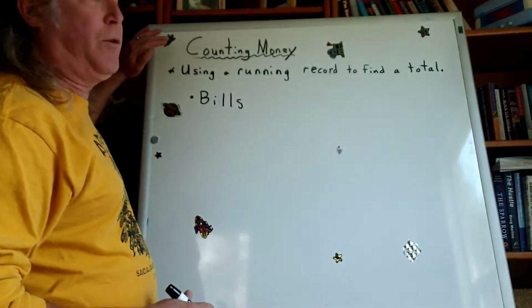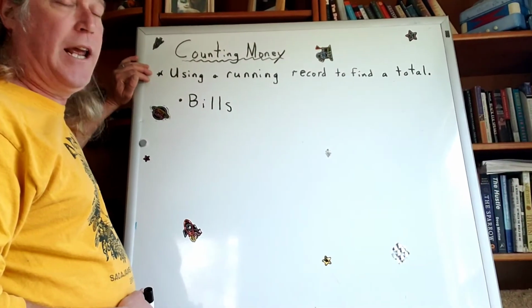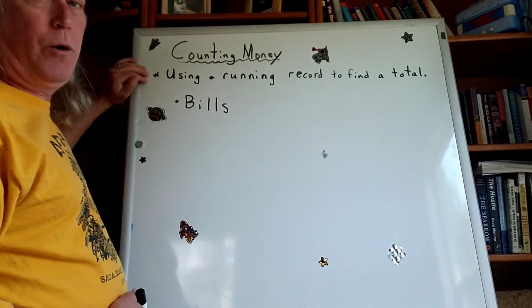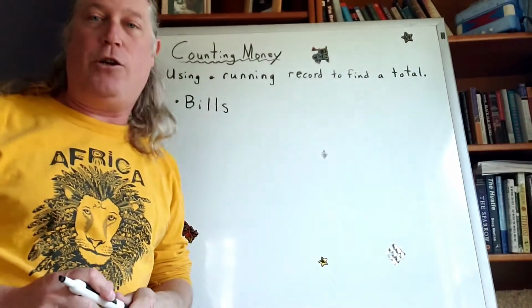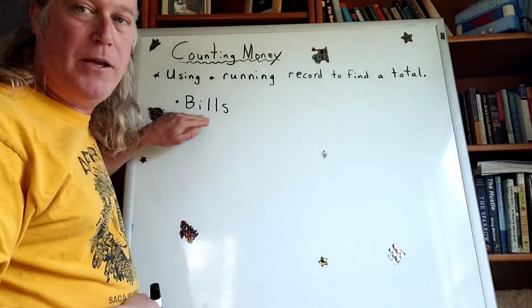Today we'll continue working on counting money. The strategy we're using today is using a running record to find a total, and you use this when you're counting groups of money. We will start by counting bills.